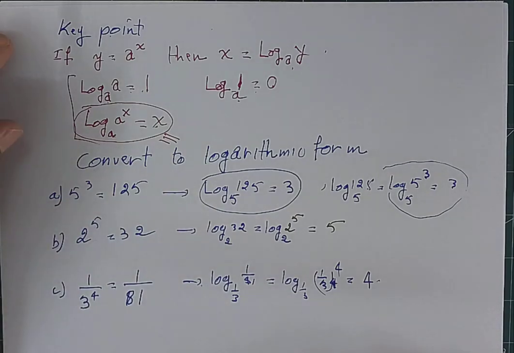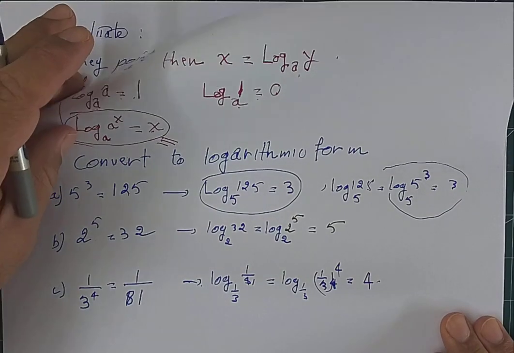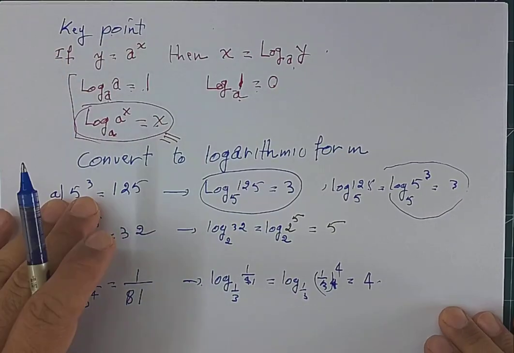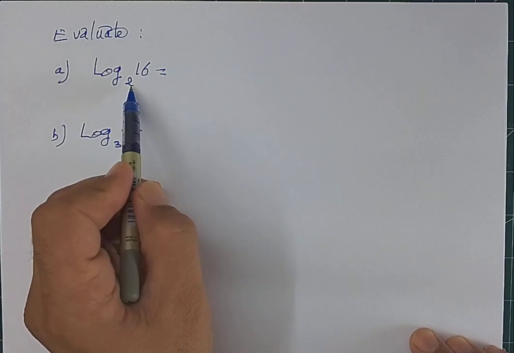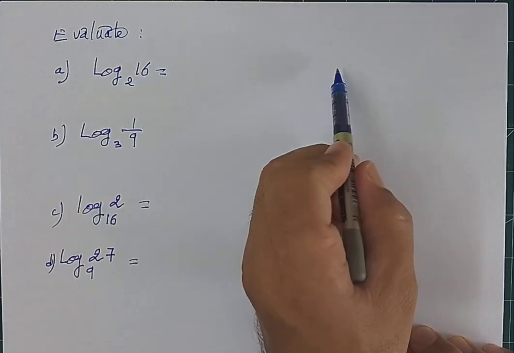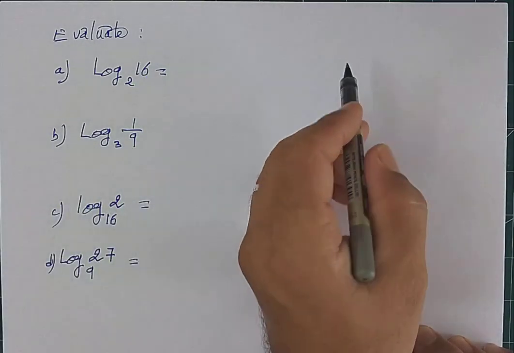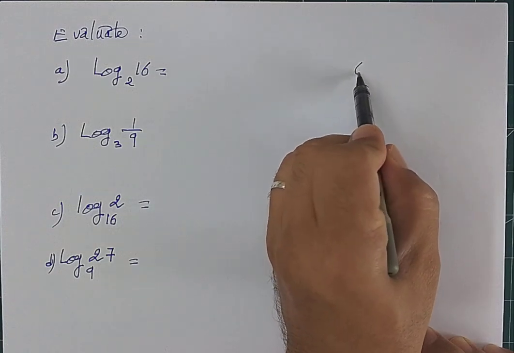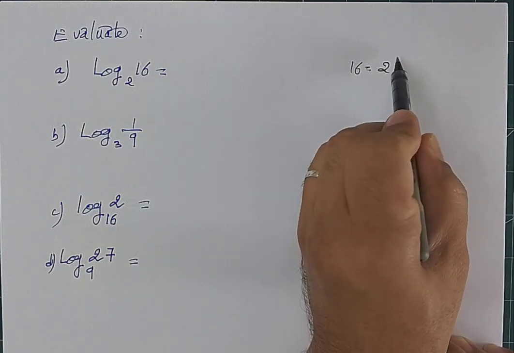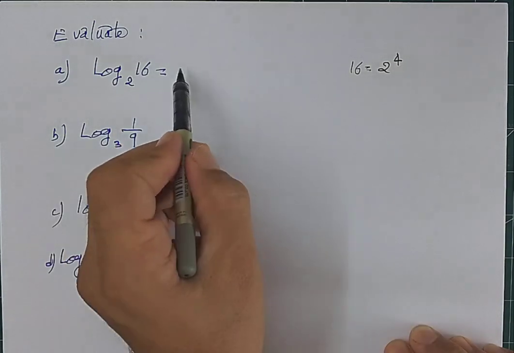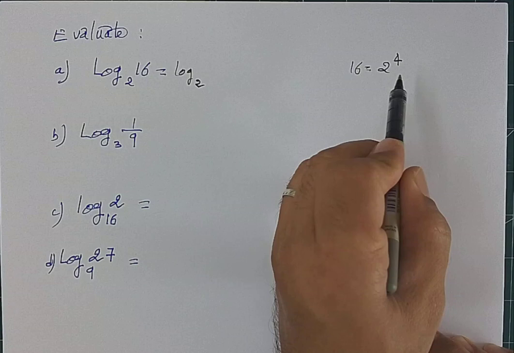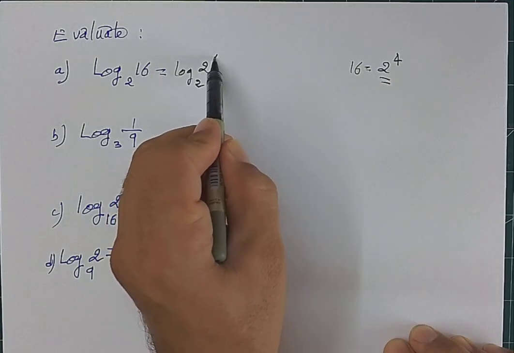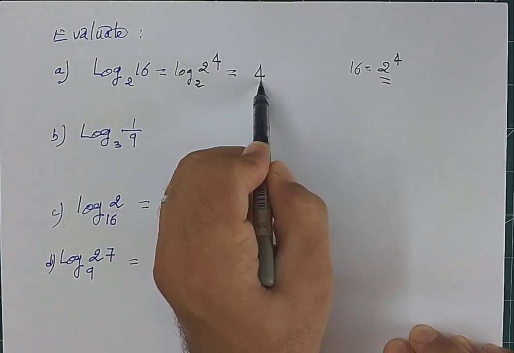Okay, let's move to the next part of this section. We have here some evaluation. Evaluate log 16 base 2. So here I can write 16 equal 2 to the power 4. So here log, instead of writing 16, I write 2 to the power 4, equal 4.